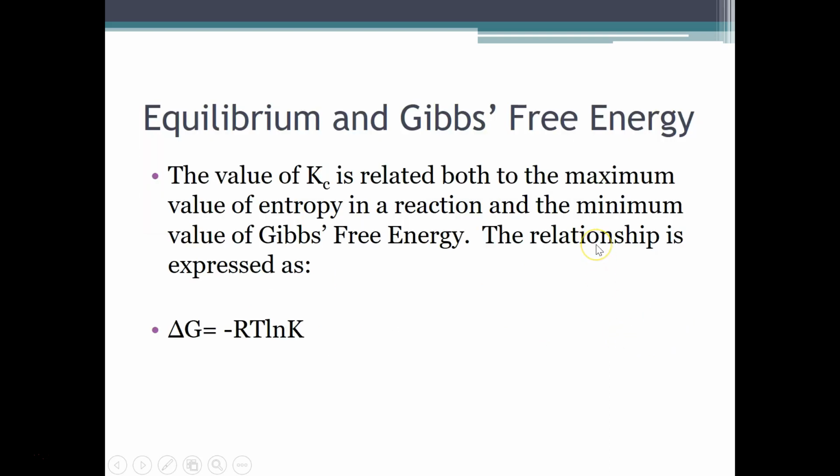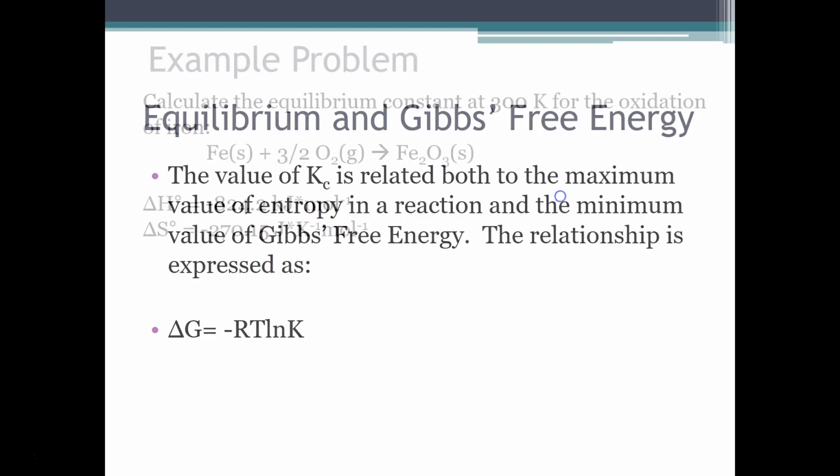All right, equilibrium and Gibbs free energy. So the value of K is related to the maximum value of entropy and the minimum value of Gibbs free energy. It can be expressed by the following equation. Delta G equals negative RT times the natural log of K, where delta G is Gibbs free energy, R is the universal thermodynamics constant, 8.314 joules per mole Kelvin, T is the temperature in Kelvin, and the natural log of K is the natural log of the K expression.